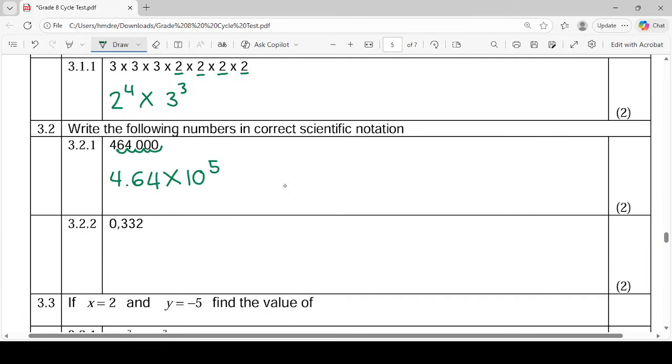And then if we want to write this one in scientific notation, again, we want to have the decimal point here because we want one number, so 3, and then the decimal. So this one, we're going to move it 1 space backwards. And it's a small number, so it's a negative. So it's going to be 3.32 times 10. We moved it 1 space, so negative 1.